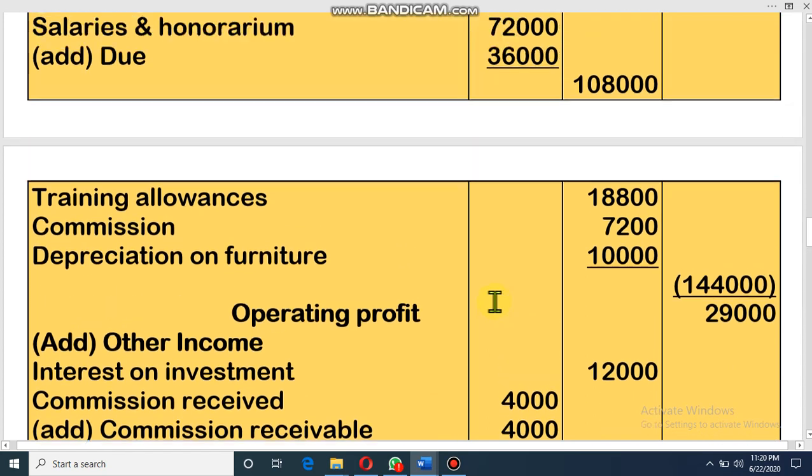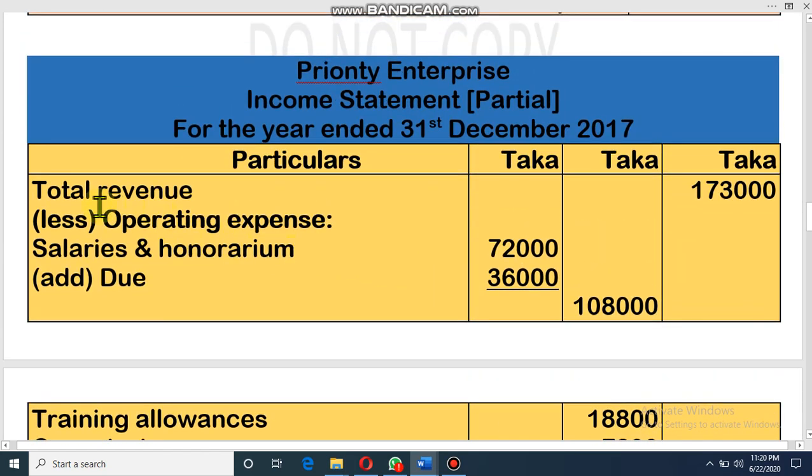Dear student, now come to the math. First I have written here total revenue, that means gross profit 1,73,000, less operating expense. Dear student, you know what operating expense is by this time. What is operating expense? To run the business, the day-to-day expenses of that business, that is operating expense. That means the expense that occurred to operate the business is operating expense. Dear student, it is of course indirect expenses, because all the direct expenses are in cost of goods sold.